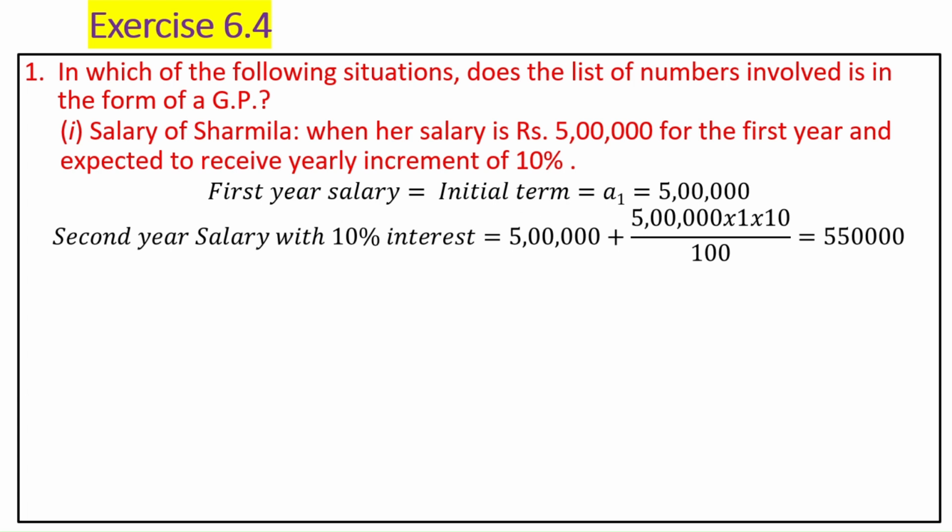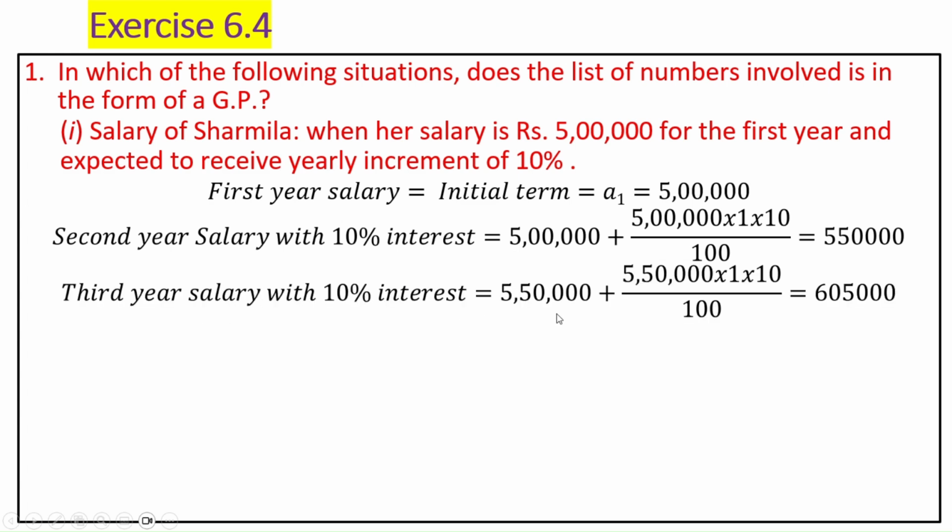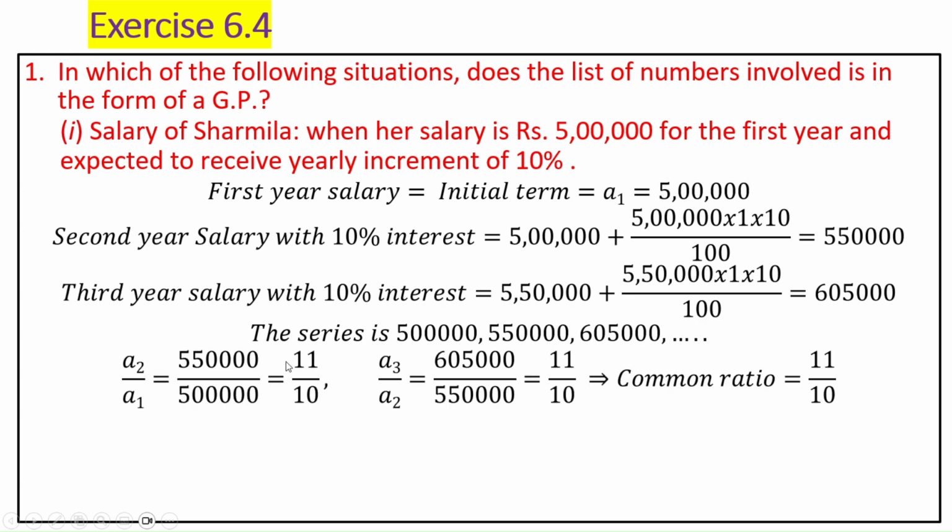So that is 5 lakhs 50,000, and the third year is 6 lakhs 5,000. The three numbers we see are 5 lakhs, 5 lakhs 50,000 and 6 lakhs 5,000. If you check the common ratio, each one has 11 by 10, which is the common ratio, 11 by 10 or 1.1. So this definitely forms a geometric progression.